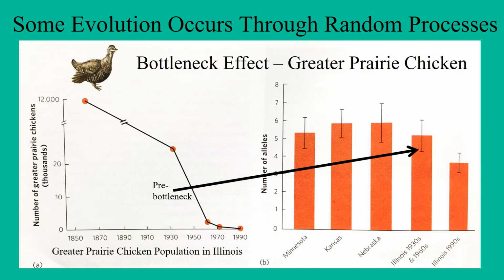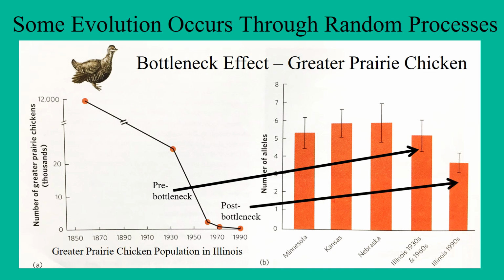Pre-bottleneck, even up to the 1930s, there were abundant populations of greater prairie chickens. They had diverse alleles at these genes that they were looking at, 5 or 6 different versions of the gene in these particular areas. However, once the population got bottlenecked and you only had a few of them, it's like the founder effect. You kind of take what you can get from there.